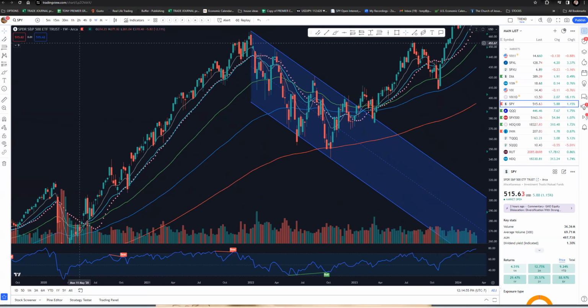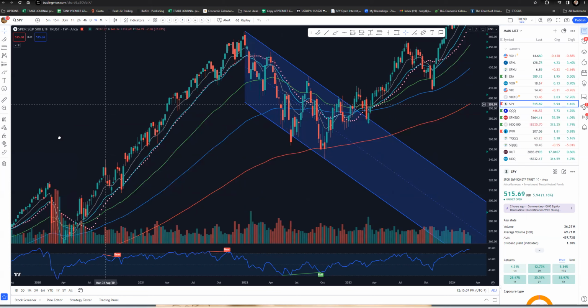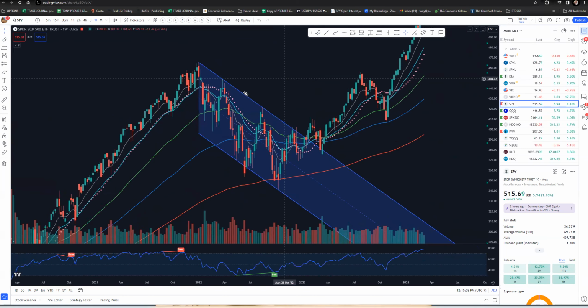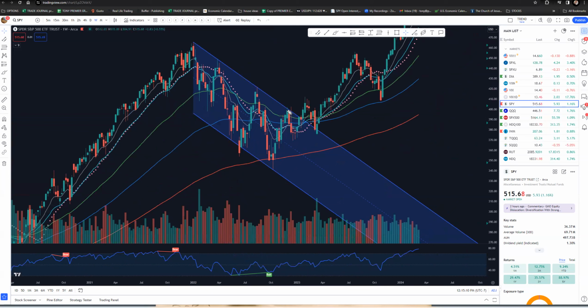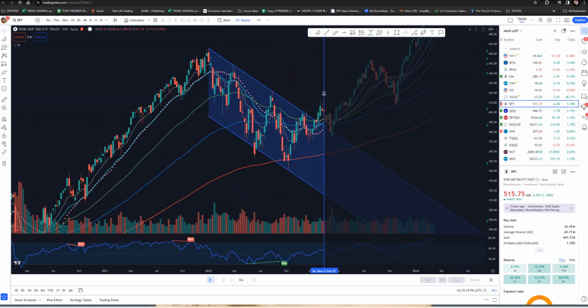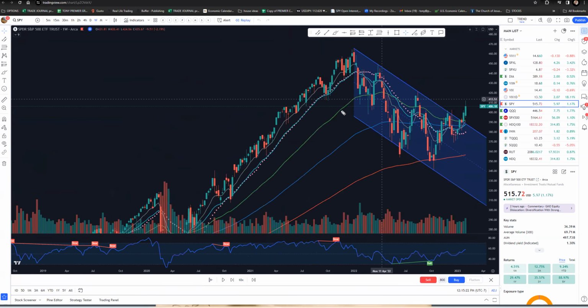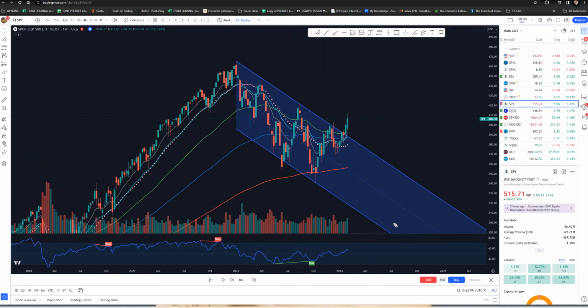The tool that I'm using on this is the second one down here on the left. If you open it up and then you come down to where it says parallel channel, that's the tool that I'm using. It's a really good tool. It's really easy. So now that I've got a channel drawn on this, I am simply waiting for the bulls to break out of it. All right. So once we break out right here, we finally got some weekly candle closures outside of this down channel.